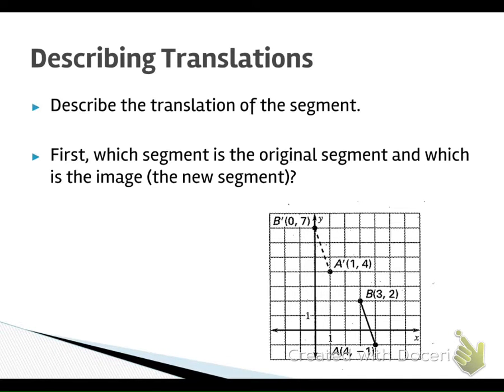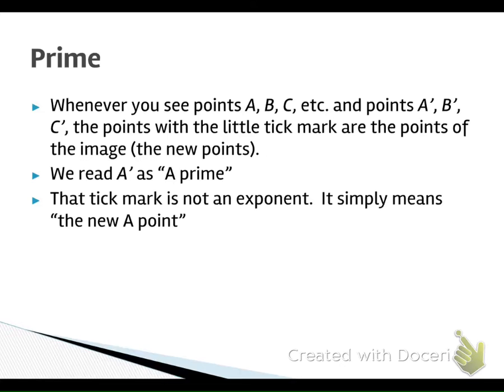So our next group is we're going to describe the translation of a segment. So this slide, you don't have to write anything on. All it's talking to you about is that here is our original picture, and then this is our image. And we know that it's our image because we have the primes, and then they wrote it in a dash. So this is just to show you how you can identify it. So again, it has the prime, A prime, and B prime, and it's dashed. And that tells us that it's the image.